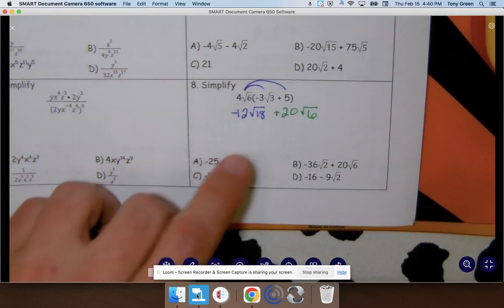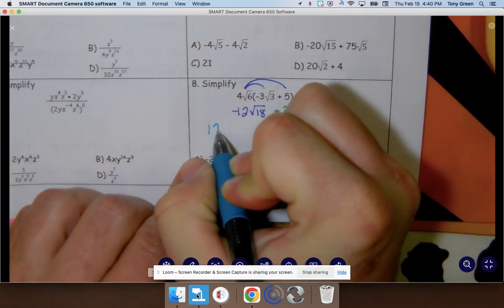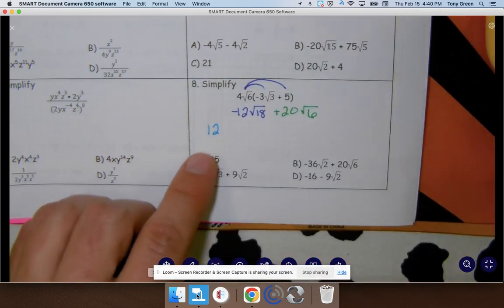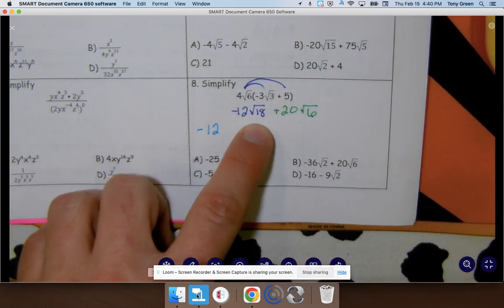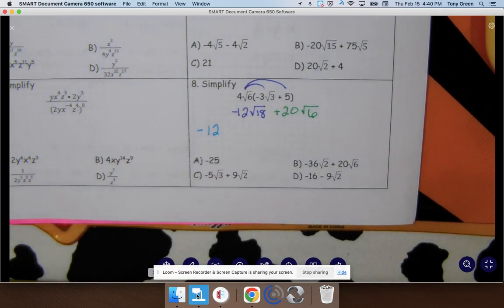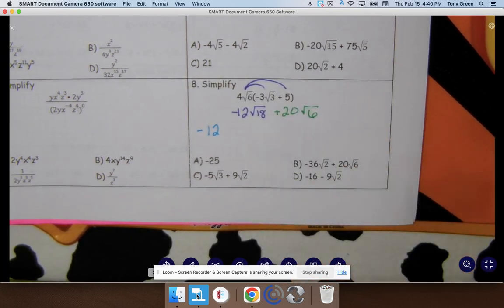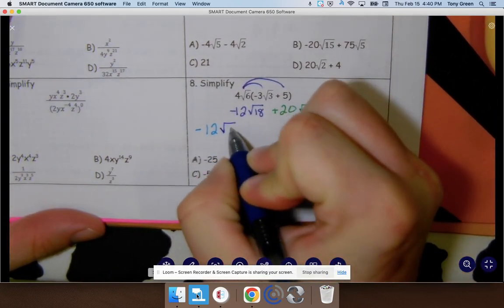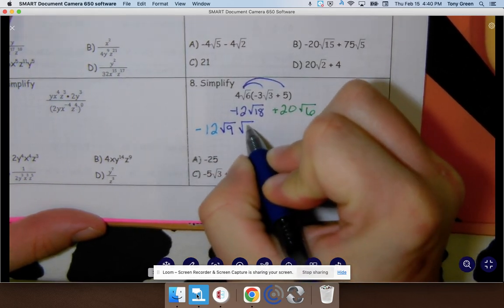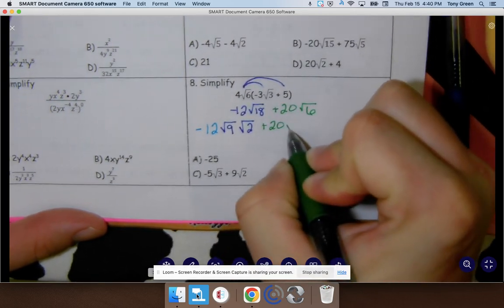All right, so we want to simplify the square root of 18. So the first thing we're going to do is break that into 2 factors. I'm just going to bring down my negative 12. And we want to break square root of 18 into 2 square roots. We want to use a perfect square, the biggest perfect square possible. So 6 times 3 is 18. The square root of 6 times the square root of 3 will give us the square root of 18. But neither one of those is a perfect square, so that won't help us out. So we'll do the square root of 9 times the square root of 2. That'll be 18. And then we still have plus 20 square root of 6.